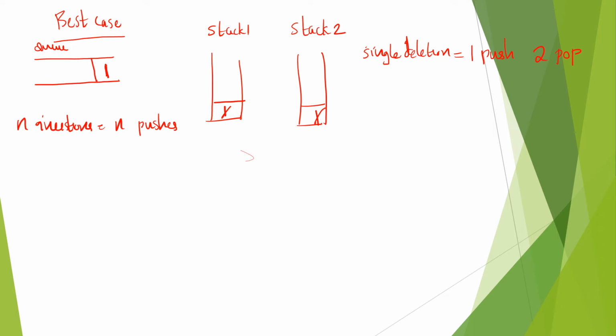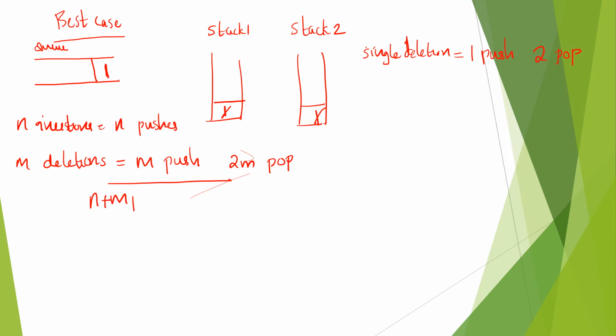So, for deletion, m deletions are there. For a single deletion, 1 push and 2 pops. That means for m deletions, m pushes and 2m pops. Okay, so what is the total for insertions and deletions? It is n plus m pushes and 2m pops. So this is the best case.